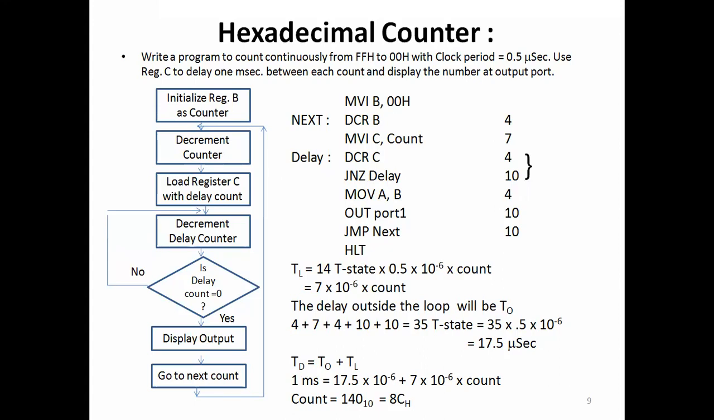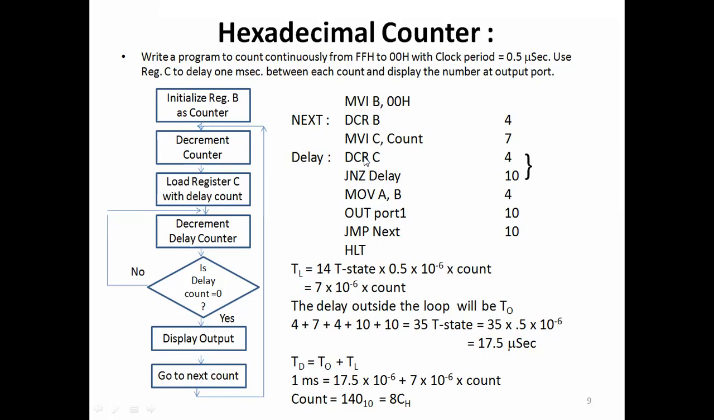Assuming that it is 10, because it is going to give you a clearer idea and make the calculation easier. So how much time is elapsed in the loop? How much time is it going to elapse in the loop? Now you see, 4 plus 10, 14 T states into the clock period of 0.5 microsecond. I'm talking about this loop only, these two instructions. So 4 plus 10 multiplied by the clock period, 0.5 microsecond, into the count value.